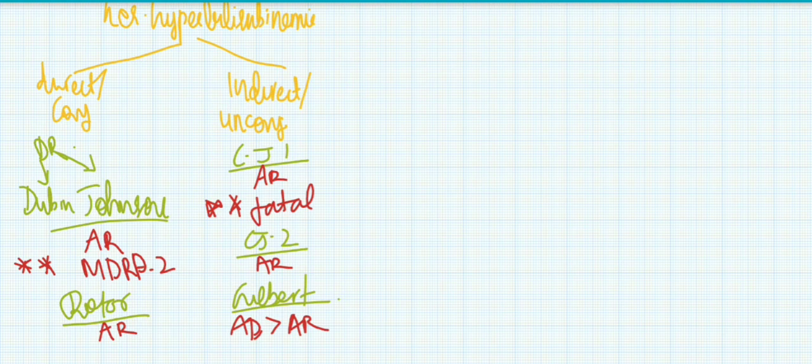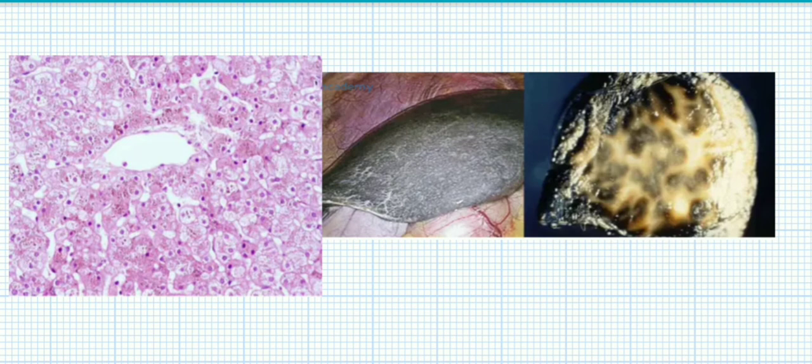So when you look at Dubin-Johnson, I have given this picture. Here, in the first picture, how can you identify it as Dubin-Johnson? You can see certain brown pigments. It is actually more prominent in the centrilobular hepatocytes. It is more concentrated in the pericanalicular region. You can see a brown pigment.